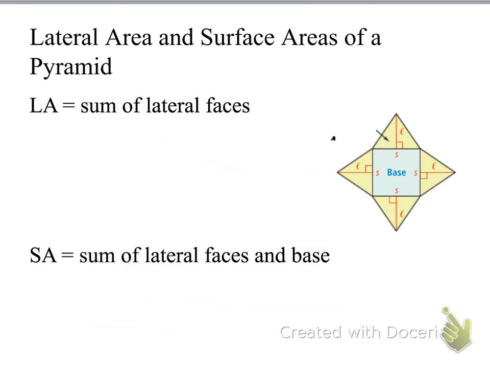Okay, so we still got lateral area is the area of all the faces around. So in this situation, it's going to be perimeter times the slant, because that's my outside, times a half, because they're all triangles on the outside. Okay, and this is going to be lateral area plus area of the base, and there's only one base this time.